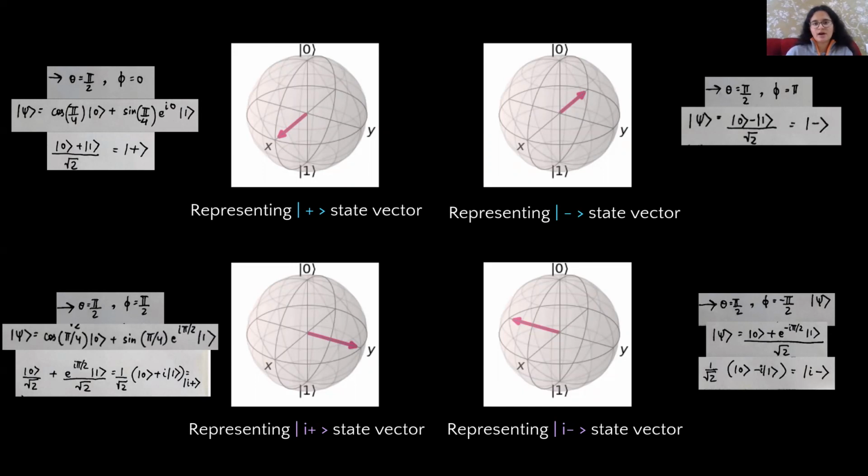So I hope you've understood what Dirac notations are, what Bloch spheres are, what a qubit is, and how we represent it using Qiskit. And I hope this video has been helpful.